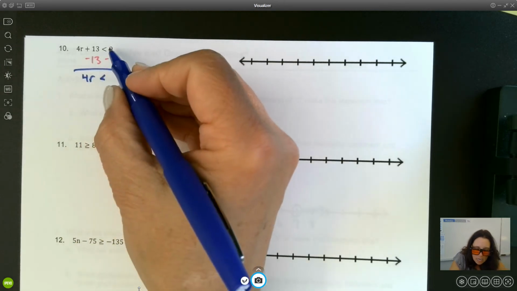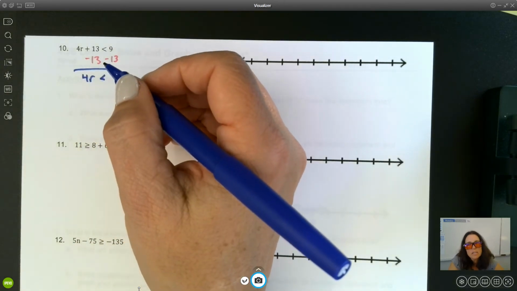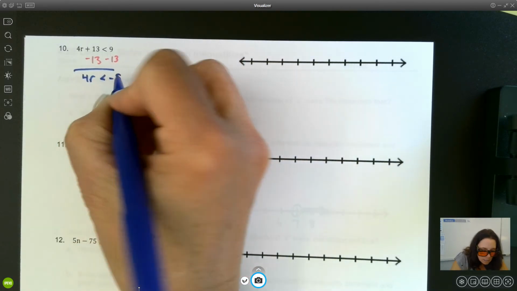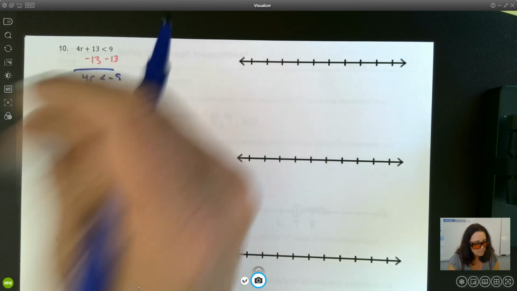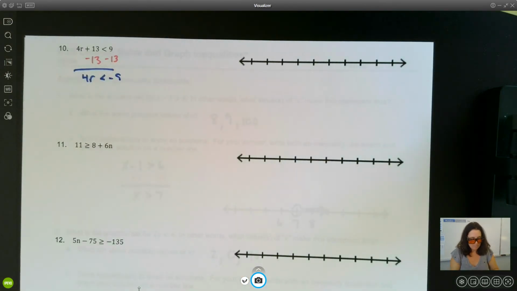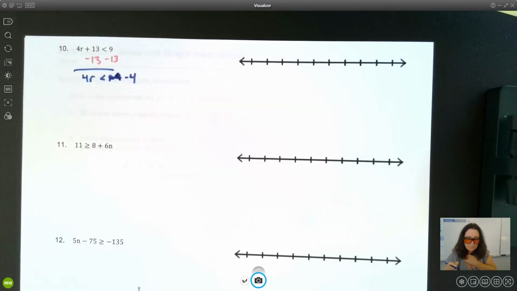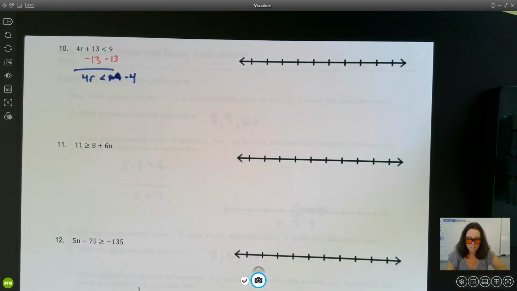4r is less than 9 minus 13. You can think of that as 9 plus a negative 13. Hold on, I'm not on the right page, sorry. 9 minus 13 is a negative 4.